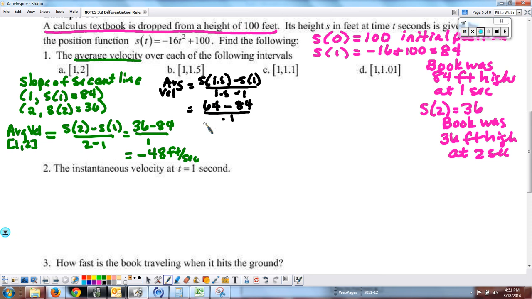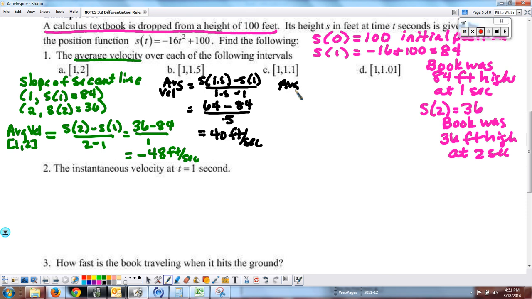Hold on, I don't think I calculated that right. Let me double check my numbers. 1.5 squared times negative 16 plus 100 is 64. Oh, because it's not 0.1. I always make that arithmetic error for you guys. It's 0.5. So we end up with negative 40 feet per second for that one. Hopefully it goes smoother now.